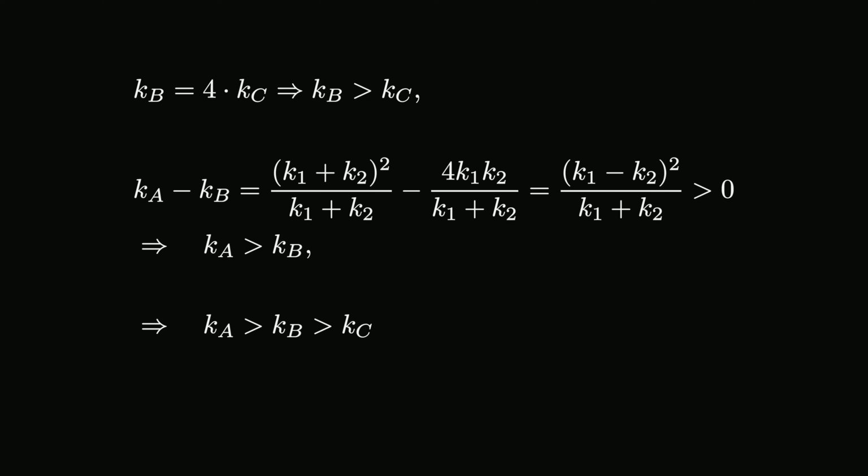In order to sort the effective spring constants, we note that K1 and K2 are given to be different. Kb is 4 times Kc, which means Kb is always the greater one. To check the relationship between Ka and Kb, we can look into their difference. A few steps of algebra reveal that Ka is strictly greater than Kb.